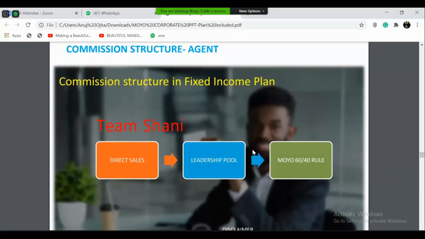This is the commission structure for the leaders. On a direct sell, you will get 10%. In a traditional plan, it's 20%. You can redeem 20% in a traditional MT4, but in a fixed income plan we cannot do 20%. That's why we have kept 10% on the direct sell. There is a leadership pool, and then the 60-40 rule. Go down, Anuj.